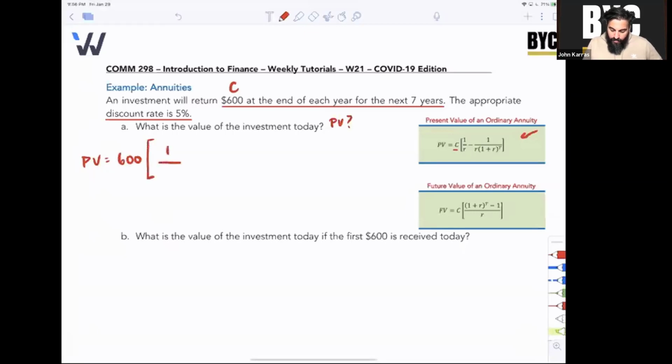1 over the rate. Here they've given you the rate. Look at the wording. This is what I was saying earlier. It's important to know when I've actually given you the effective rate or when you have to find the effective rate yourself. In this question, we said the appropriate discount rate is 5%. They're giving you R. Don't break your heads looking for it. It's right there.